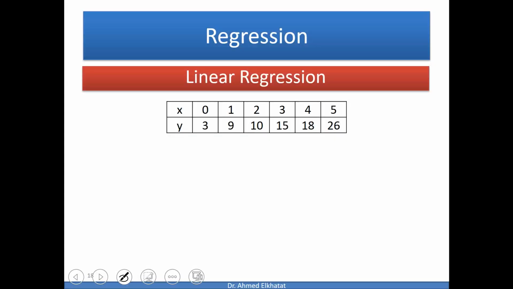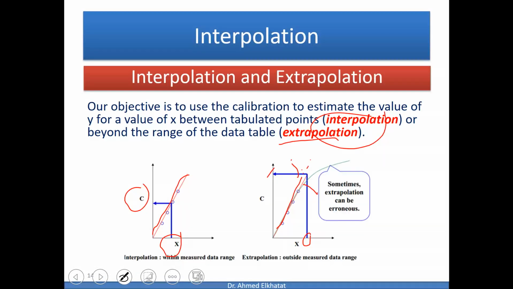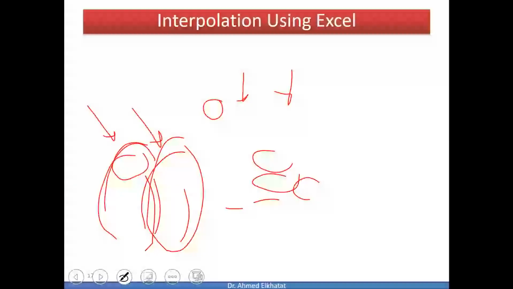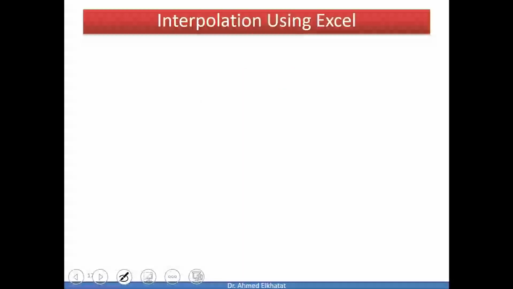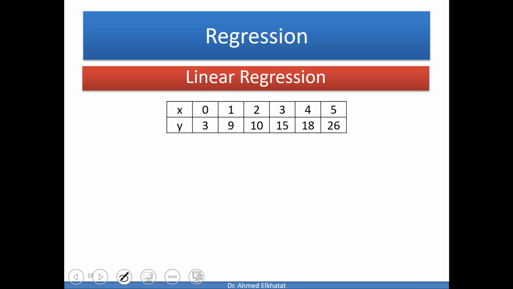So this is called regression. If you have a set of data between x and y, and this line represents the regression, and how much this line is fit to this data, okay? So regression may be linear or polynomial.